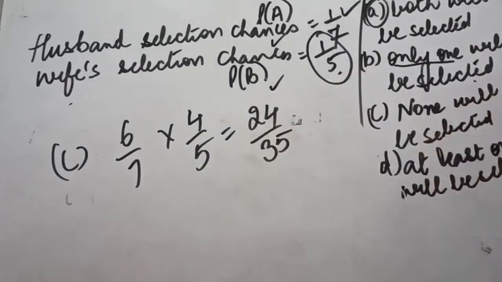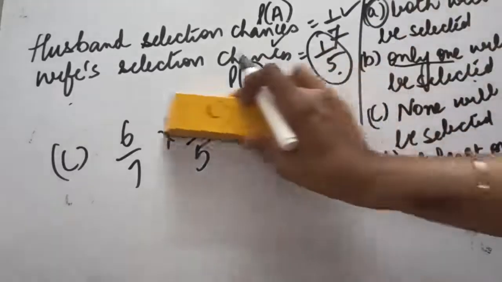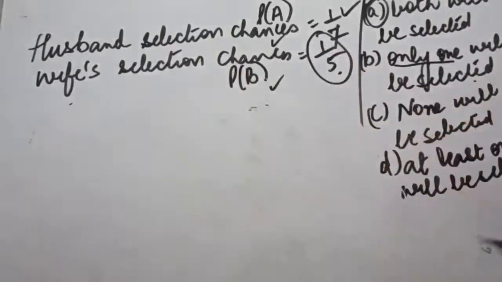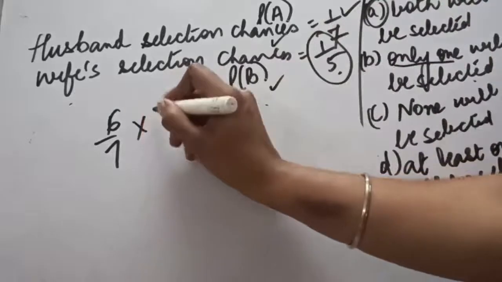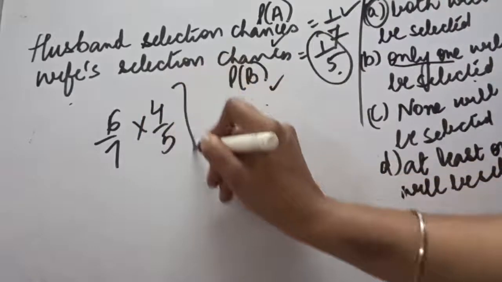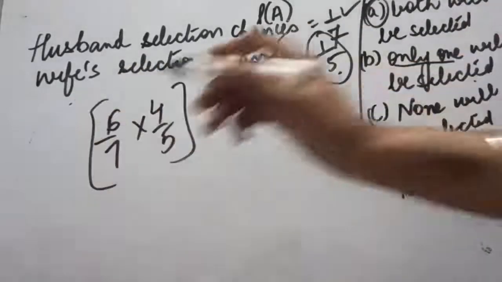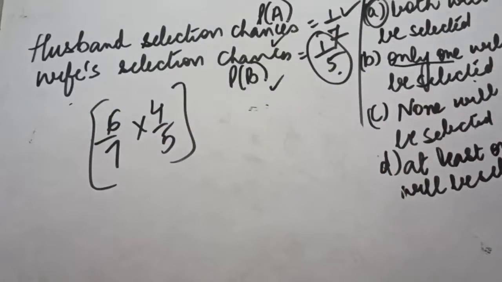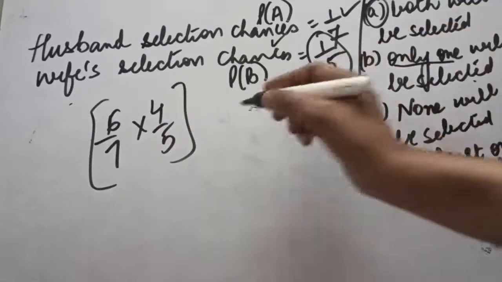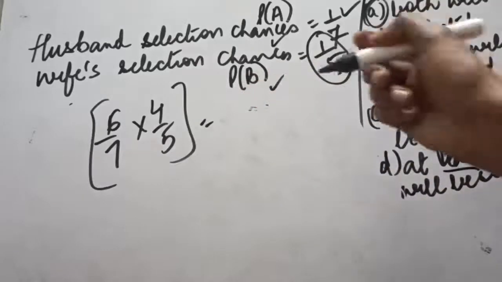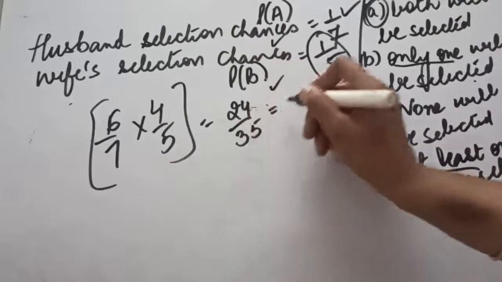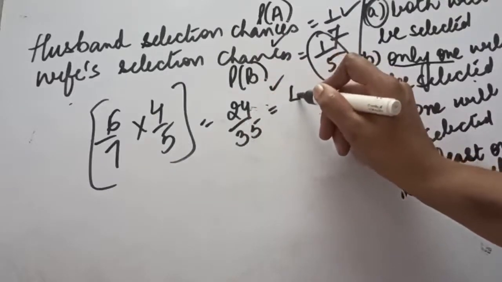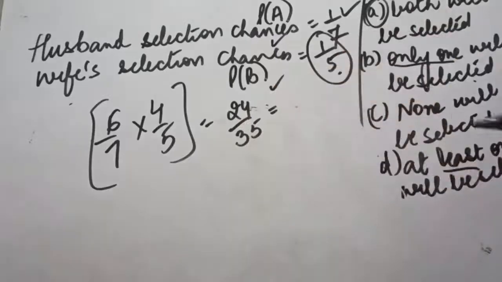Now the D point says at least one will be selected. At least questions, I told you, we will start with not. So not we have already calculated. That we just calculated in the third part. It means both will not be selected. We have to find out the probability. So you will write the line, probability that both husband and wife will not be selected. So we are moving with at least question, so we have put up not. So it will be 24 by 35 only.